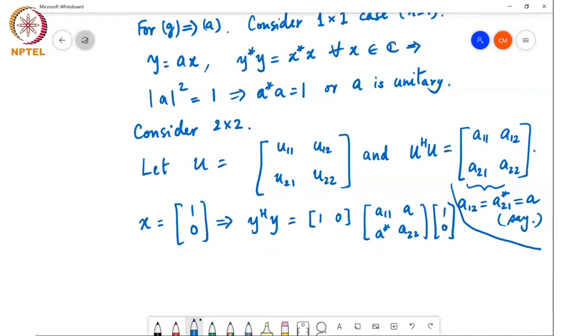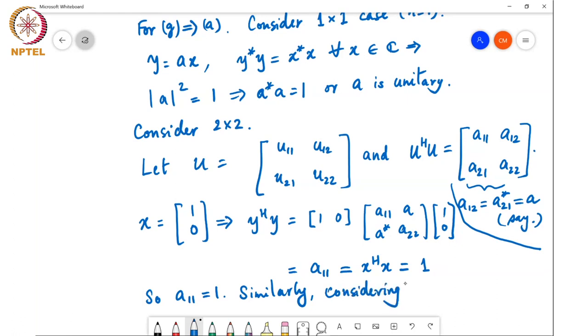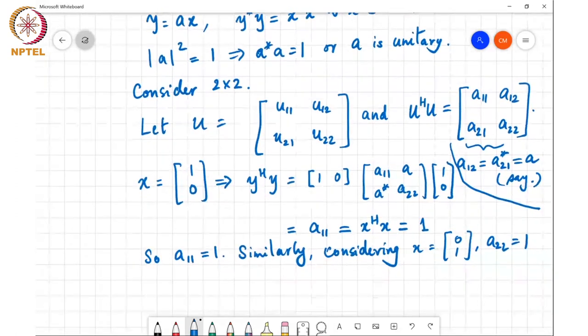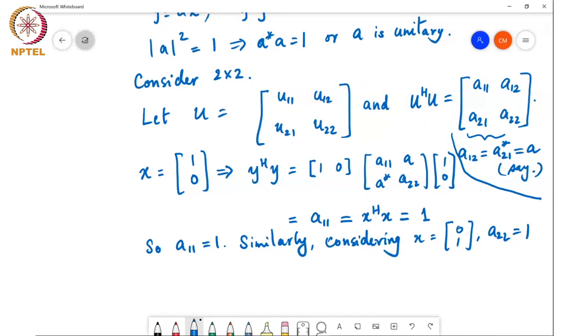Now, this product here just pulls out the entry A11. What we are given is that X Hermitian X is equal to 1, so A11 equals 1. Similarly, considering X equal to 0, 1, A22 equals 1. So this matrix is of the form 1, A star, and 1. We just need to show that A equals 0. Then U Hermitian U will be the identity matrix, or U will be unitary.